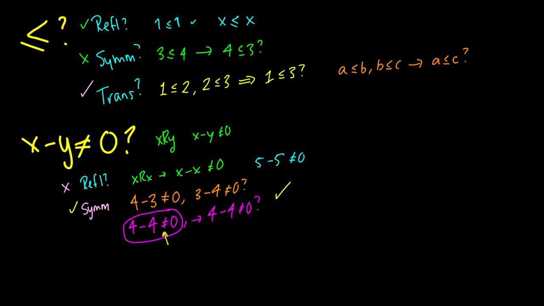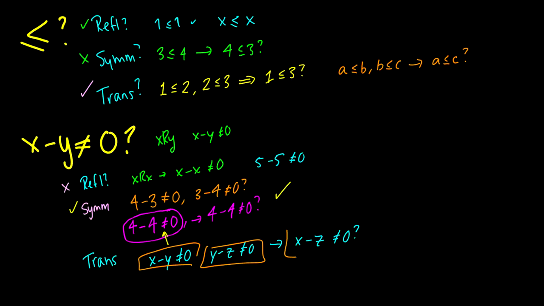Now, transitivity. Well, let's see here. If, say, x minus y is not equal to 0, and y minus z is not equal to 0, does it imply that x minus z is not equal to 0? Well, this is one of those things that I want you to play with yourself, because this is a very good strategy. See if you can find an example where this does not hold. And you're going to find that, well, I'll let you figure it out.